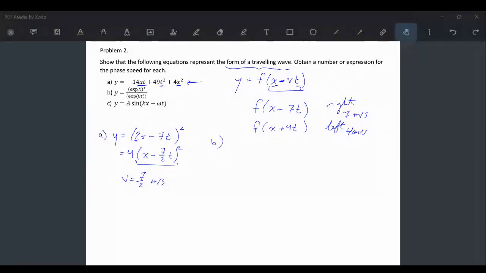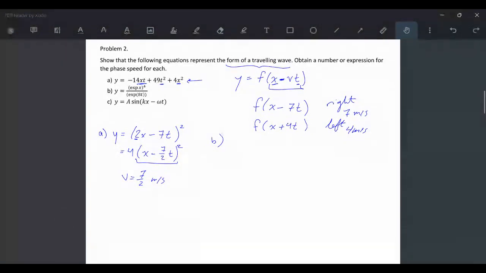The second one here, we have a fraction that has a couple exponentials in it. So we just want to go through the same process. The only real key is making sure we know what to do with exponentials.